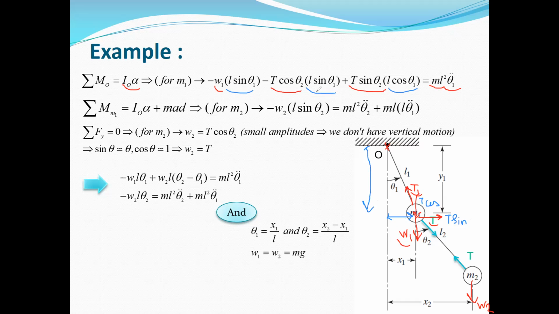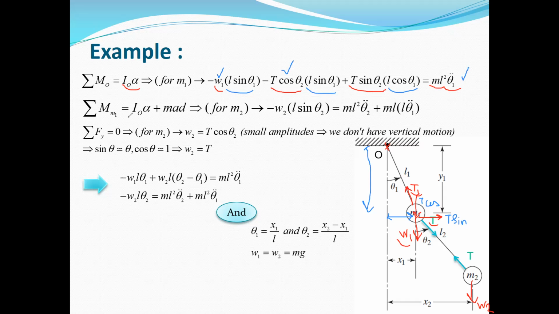For the direction, here we assume that the positive direction is counterclockwise, so the clockwise direction is the negative direction. So the moment due to W1 is negative, and the moment due to the vertical component of T, or T cosine theta 2, is again negative. And finally, it must be equal to mL squared theta 1 double dot. This is the first equation.